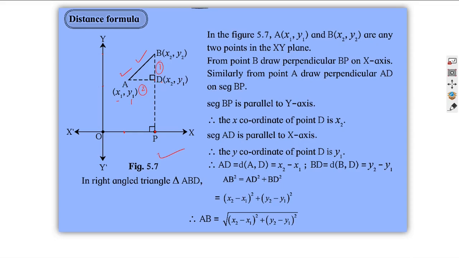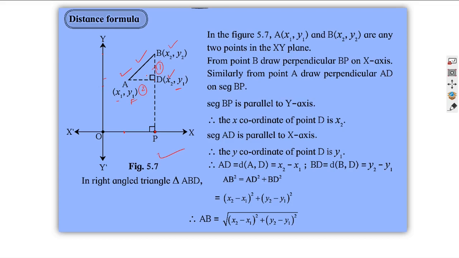We can name D as x2 and y1. Because x2 we have written the same, it will be so because it is parallel to the y-axis. And as far as AD is concerned, we will keep y1 fixed because it is at the same point here. And x changes, so we will write x2 over here, x1 over here. We got everything just like our previous one.